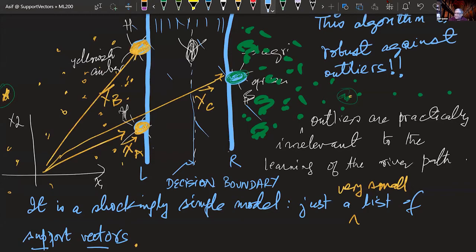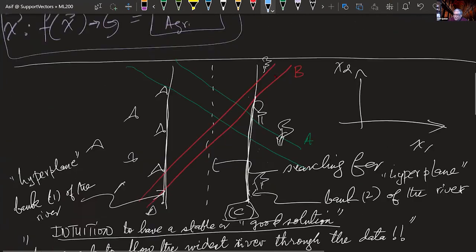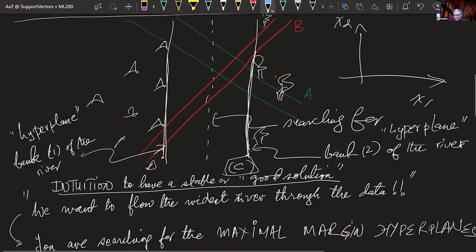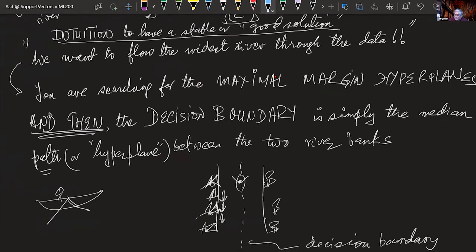Yeah. Okay. So guys, let us recap what we learned, because this is a foundation. First of all, the intuition is we want to flow the widest river we can through the data, because that would be a good solution. It would have low variance. In other words, if I take a different sample of the data, I shouldn't end up with a different river. And for that, try to find the widest.